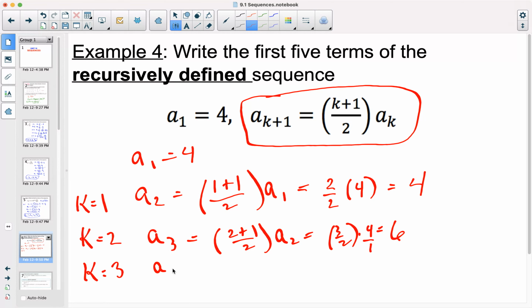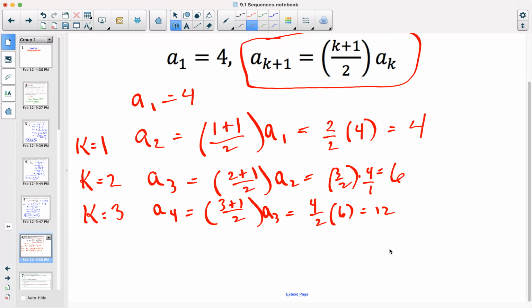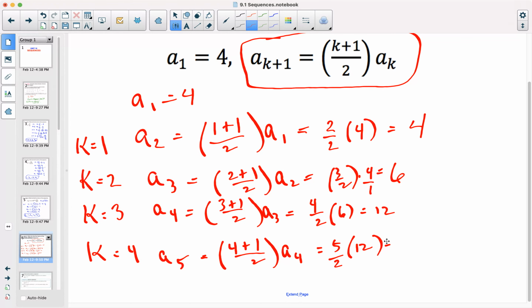When k is equal to 3, that's finding the fourth term. So we have 3 plus 1 over 2 times the third term. And so we get 4 over 2 times 6. That's just 12. And let's keep going. I think this is our last term. Yep. So we have 4 plus 1 over 2, and we use the prior term. That's 5 over 2, times 12. That's going to be 30.